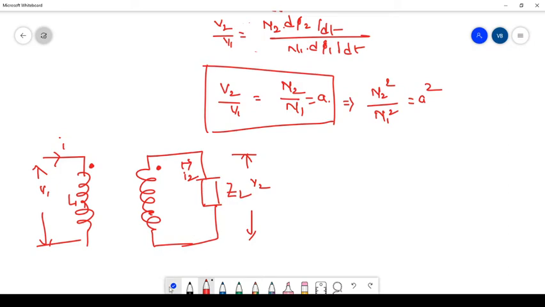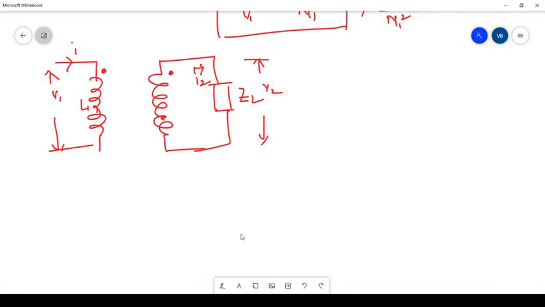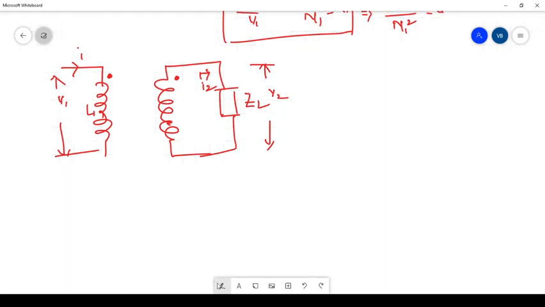Okay, so if you write the voltage equation in the first coil, this is a loop: the input voltage equals the self-induced voltage in the inductor L1 plus the mutual voltage due to the inductor L2. So first, V1 equals the voltage in the inductor L1, that we write as j omega I1 into L1.